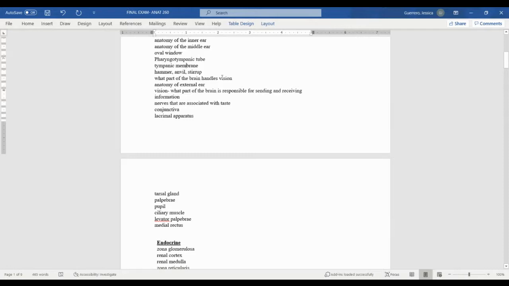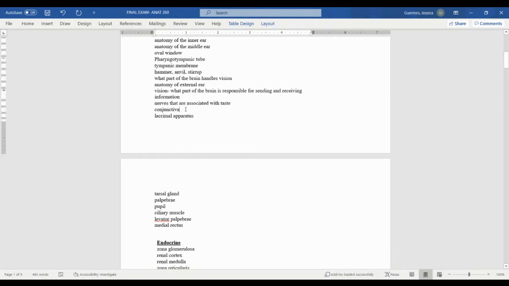What part of the brain handles vision? I said that. So here we have some more questions on vision, which is a special sense. The nerves that are associated with taste. Taste is one of the special senses.